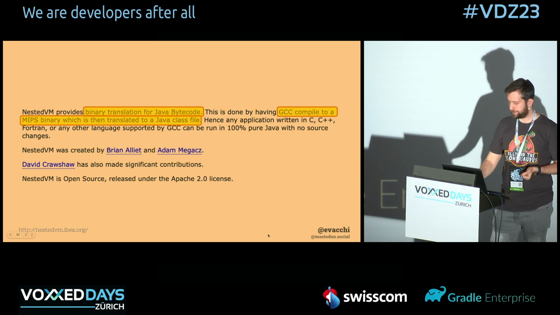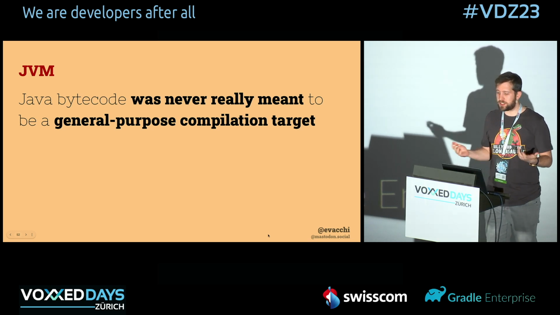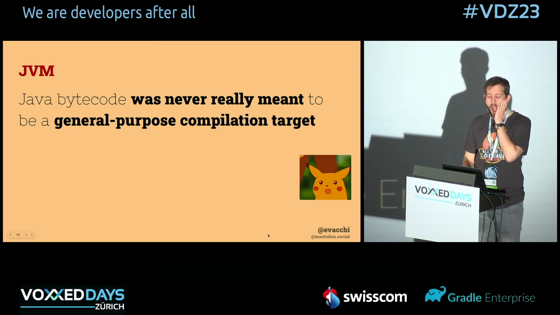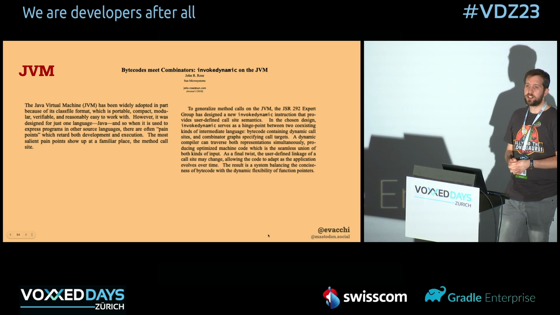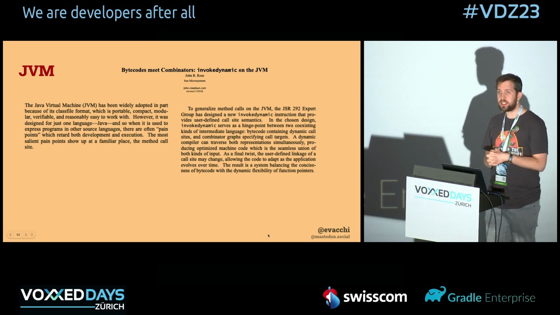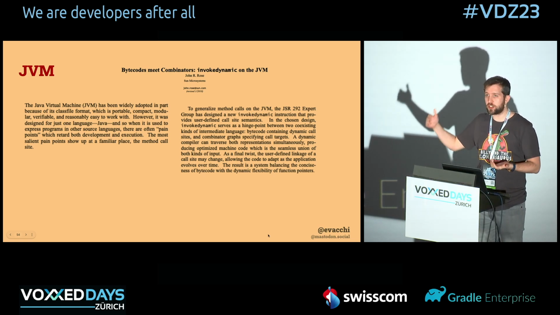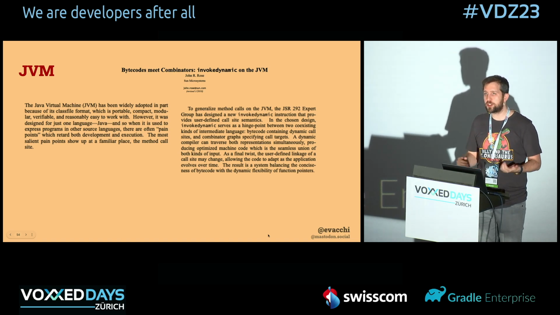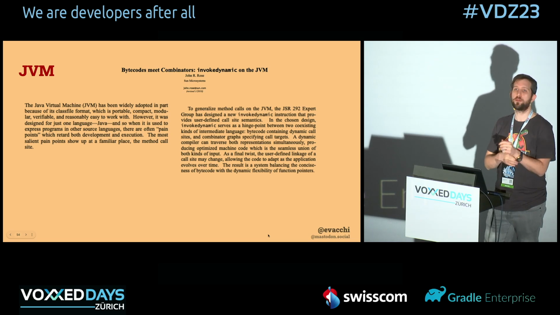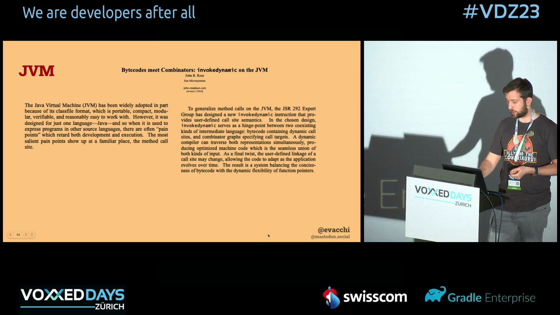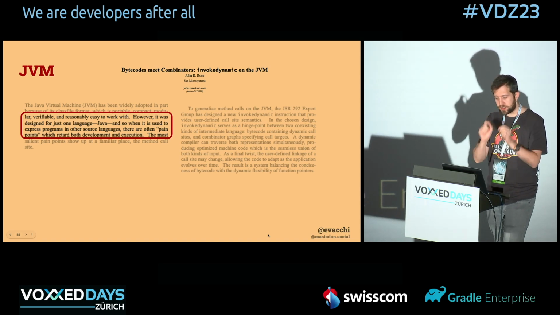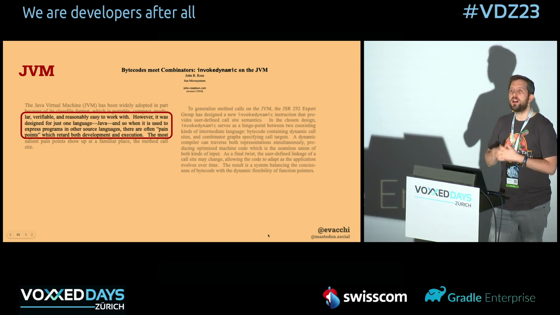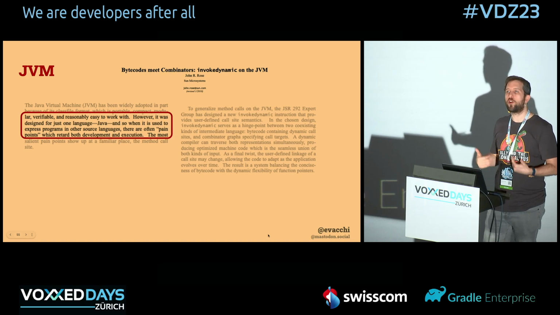Probably it wasn't interesting at the time. And besides, there's another reason. Java bytecode was never really meant to be a general purpose compilation target. That's unsurprising, and there are also acknowledgments for that. This paper is about the introduction of a new bytecode instruction called invokedynamic. And invokedynamic was introduced to support dynamic languages, especially such as Groovy, JRuby, Jython, Clojure, and so on. But the interesting thing is that this is the first time that the JVM developers acknowledge that there are more languages than Java.